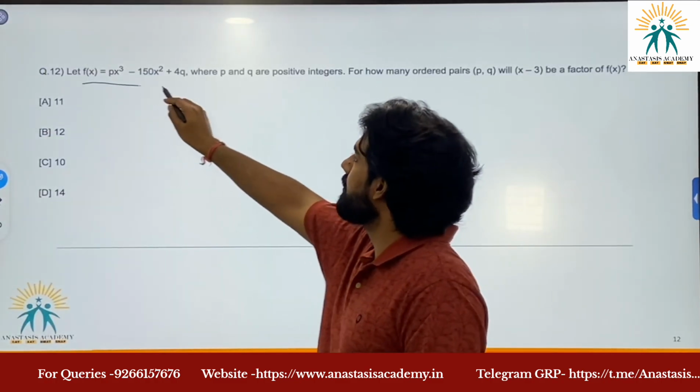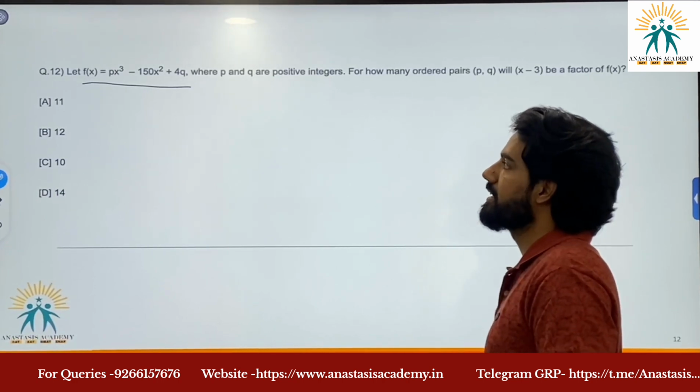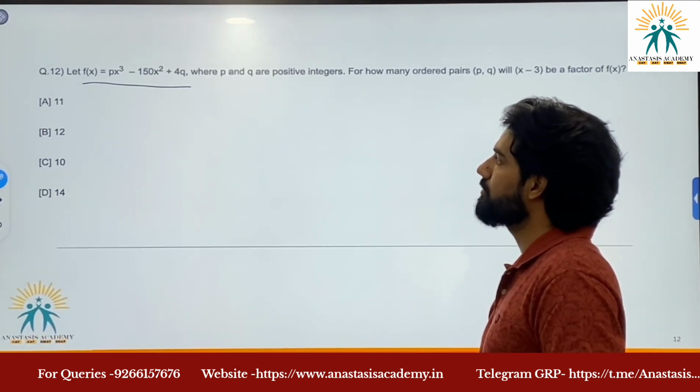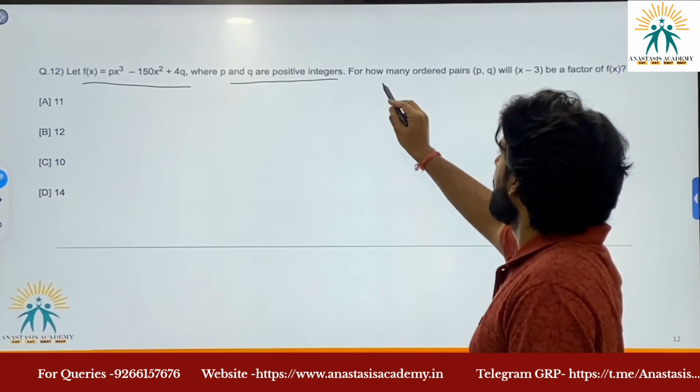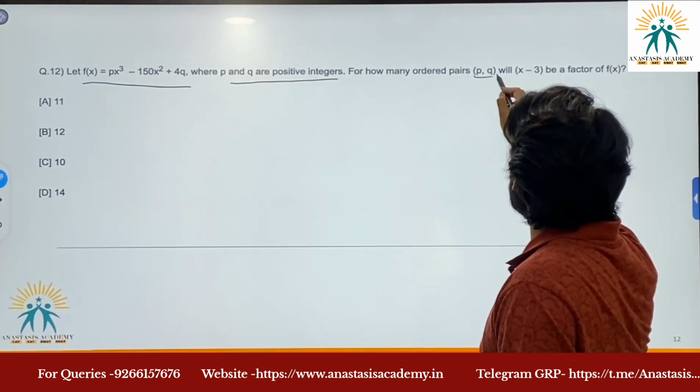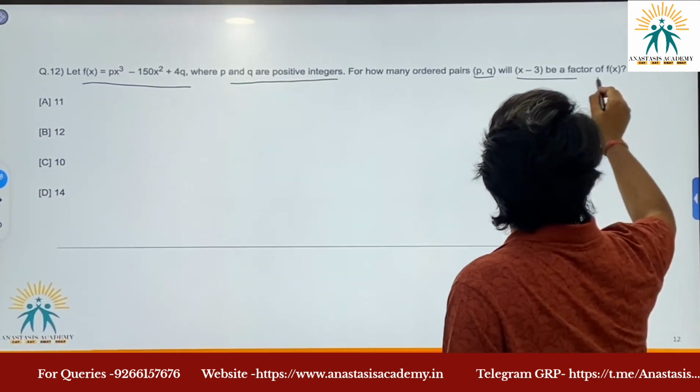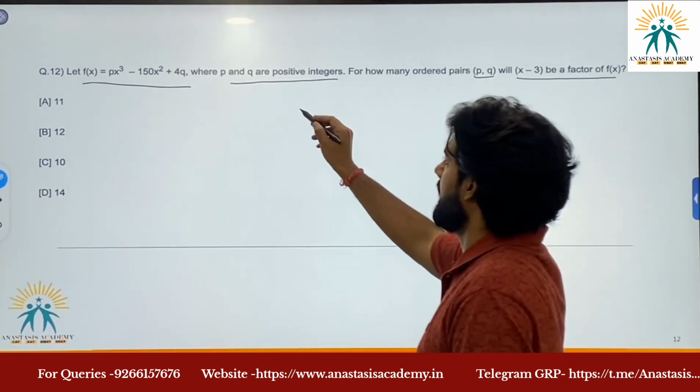Let f(x) = px³ − 150x² + 4q, where p and q are positive integers. For how many ordered pairs (p, q) will x − 3 be a factor of f(x)?